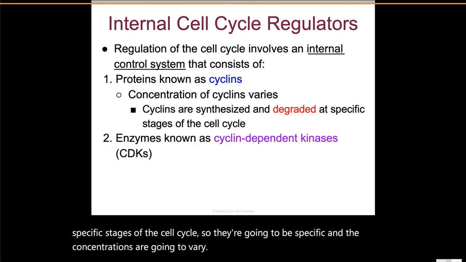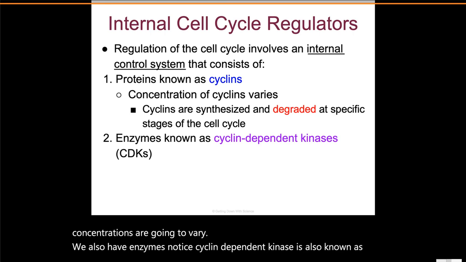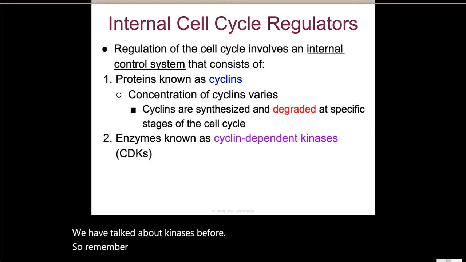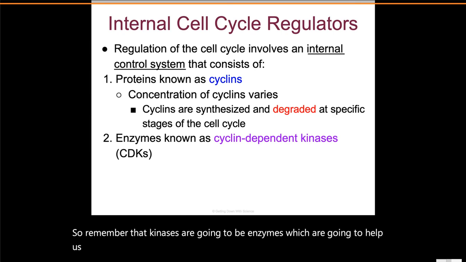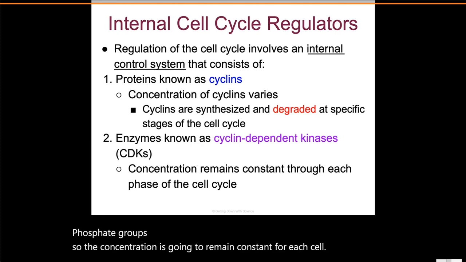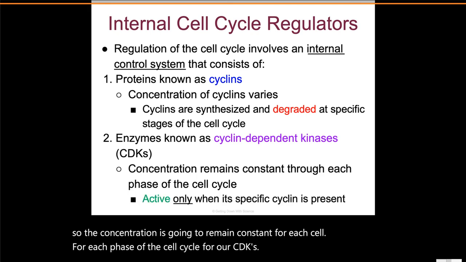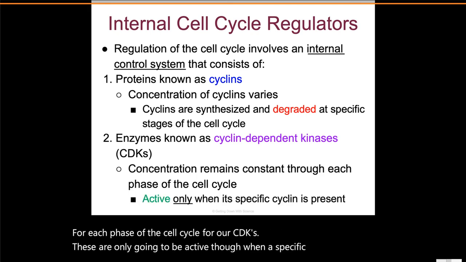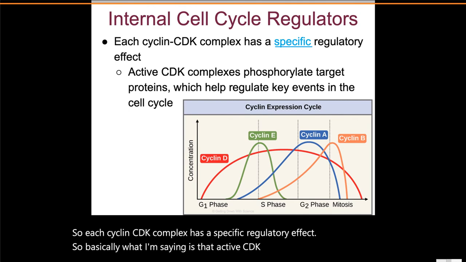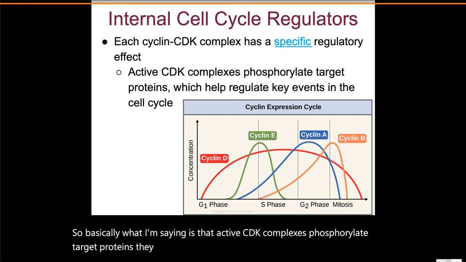We also have enzymes known as cyclin-dependent kinases, also known as CDKs. We have talked about kinases before. Remember that kinases are enzymes which help us move phosphate groups. The concentration is going to remain constant for each phase of the cell cycle for our CDKs. These are only going to be active, though, when a specific cyclin is present. So each cyclin-CDK complex has a specific regulatory effect. Basically, active CDK complexes phosphorylate target proteins. They have proteins which are being specifically targeted. This is going to help regulate key events in the cell cycle.